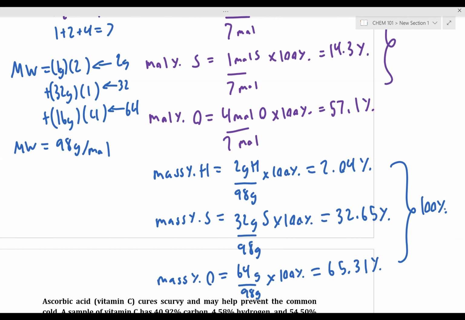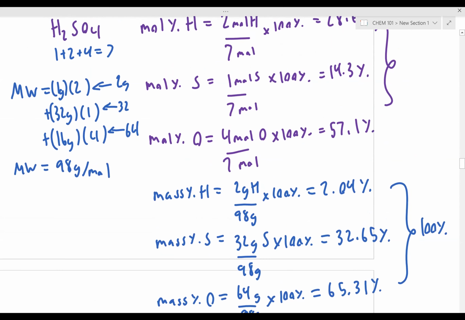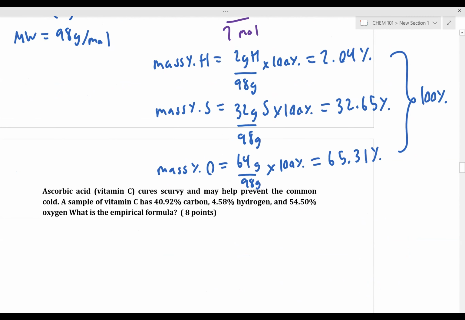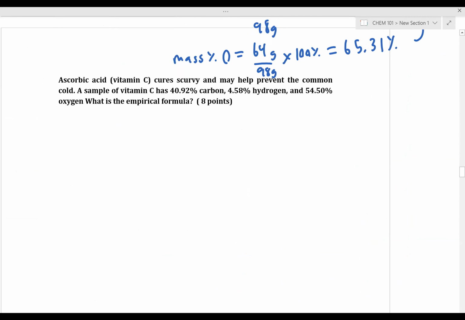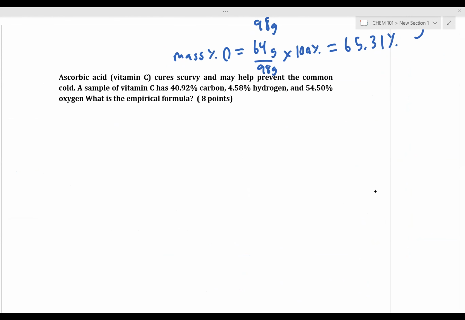Okay, any questions on this example? Have we done something similar in lecture? Yeah, almost this exact example. Okay, let's now approach an empirical formula problem.